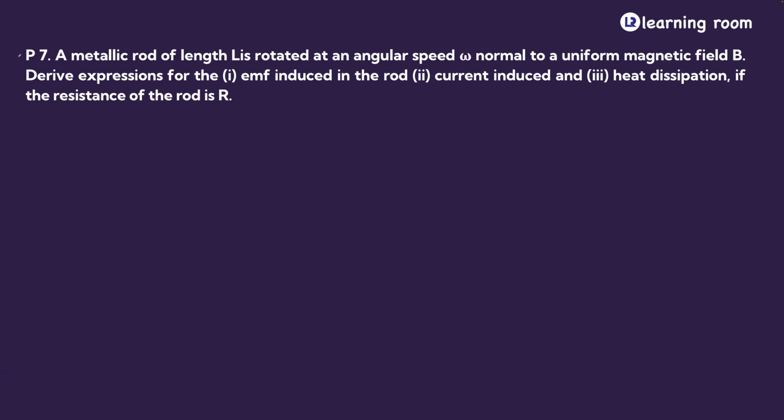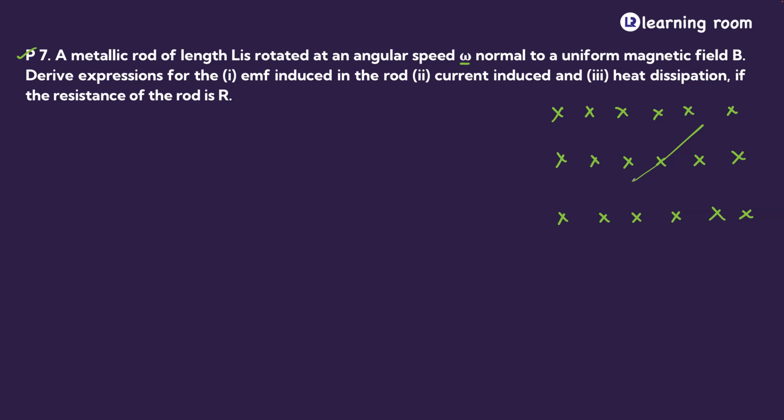So in this problem, if you observe, there is a metallic rod of length L rotated at an angular speed omega normal to a uniform magnetic field B. First, let's draw a diagram for this. There is a magnetic field which is directed into the plane. They didn't give us in which direction the magnetic field is, so I'm just taking it into the plane. So there is a uniform magnetic field like this. In this, there is a metallic rod of length L that is placed.